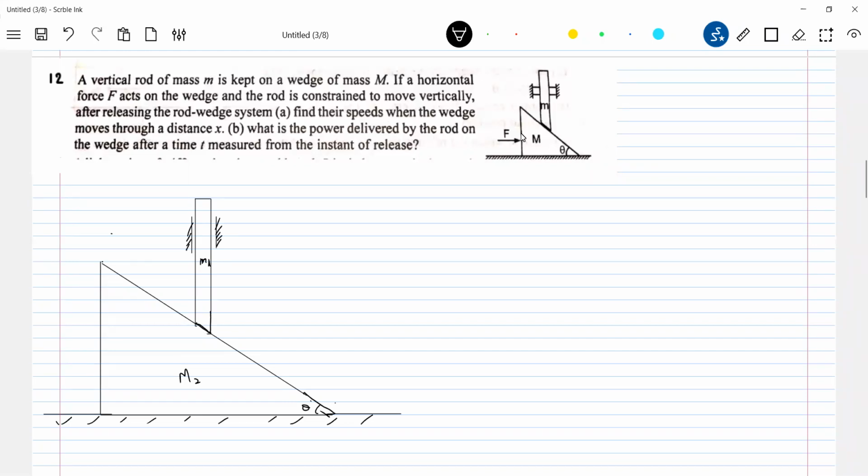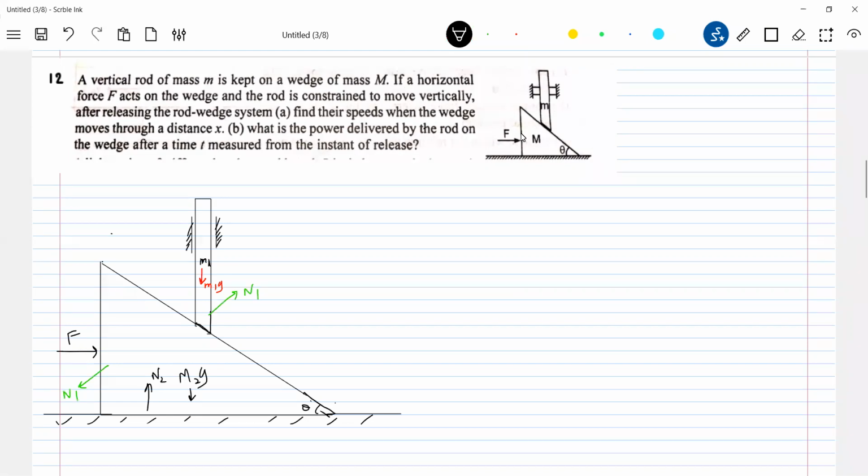The force F is applied here. What are the forces that will be acting? M1G, the weight of this. Normal contact between them, N1, and that N1, show it here. The normal reaction N2 and the weight of this wedge, M2G.